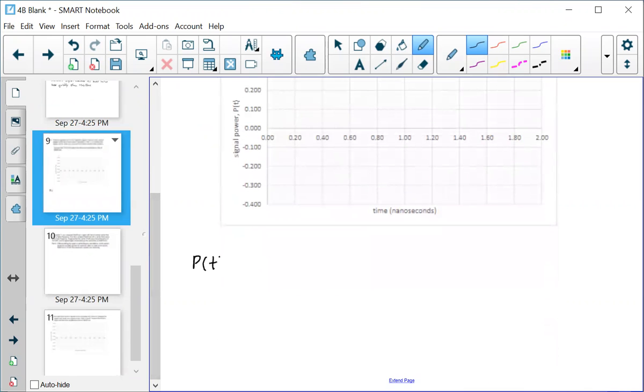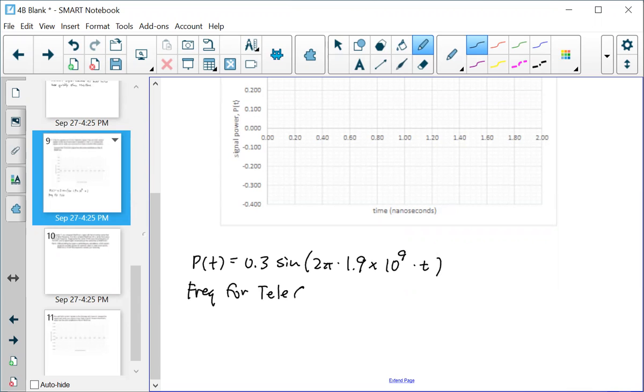So let's write P of T is equal to 0.3 sine of 2 pi times 1.9 times 10 to the 9 times t. The frequency for Telecell signal is 1900 megahertz.